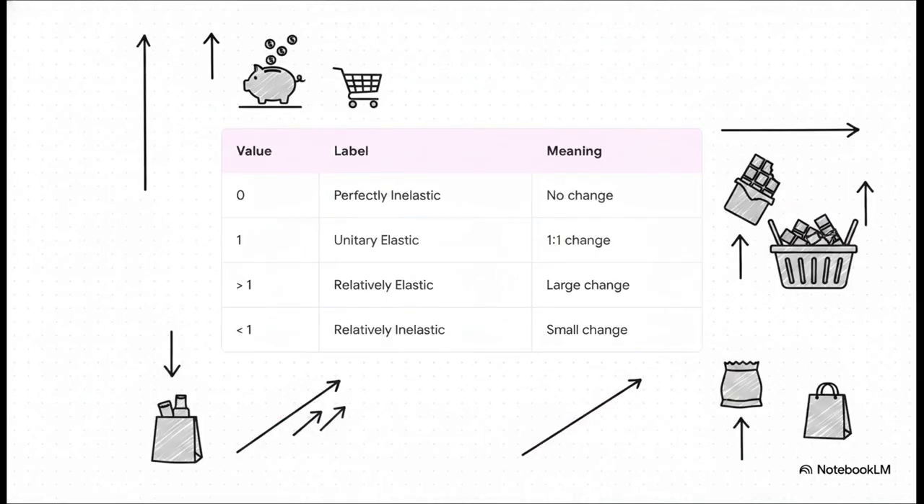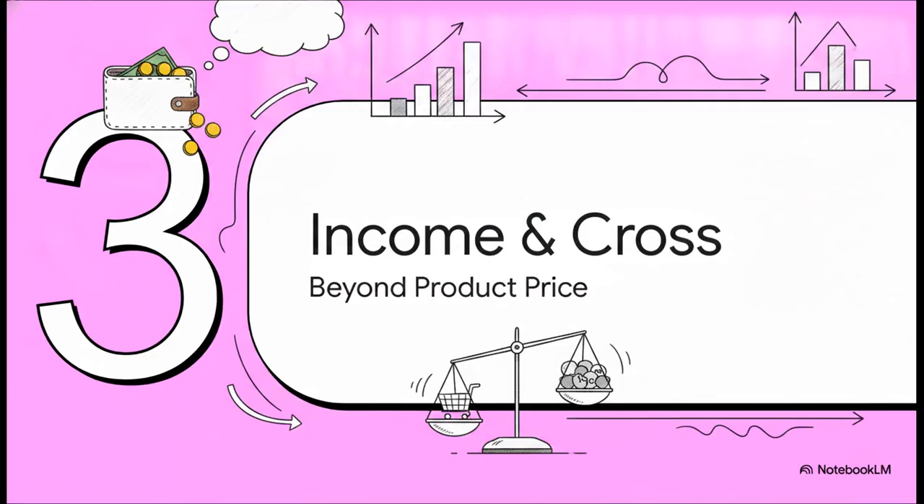On one extreme, we have perfectly inelastic, where the value is 0. That means no matter how high the price goes, people buy the exact same amount. Then there's unitary elastic, which is a perfect 1-to-1 ratio. But where it gets really interesting is relatively elastic. That's a value greater than 1. For instance, dropping the price of gourmet chocolate by just 10% might trigger a massive 30% spike in demand. On the flip side, if demand only goes up 8% after that same 10% price drop, we call that relatively inelastic.